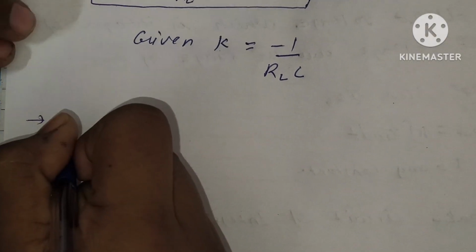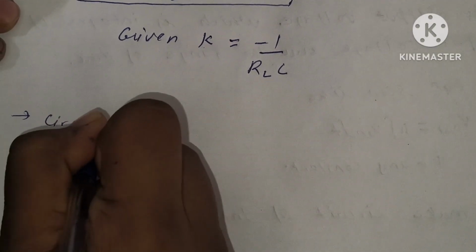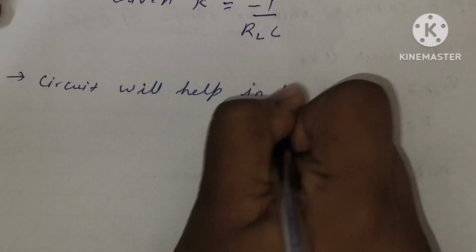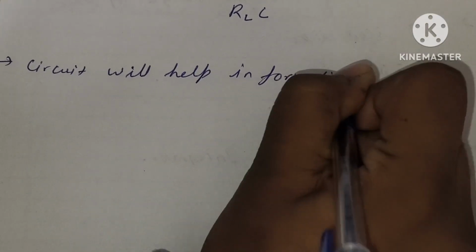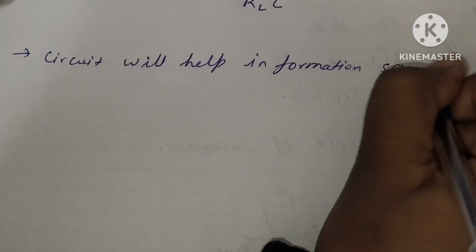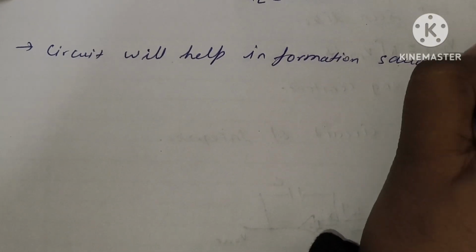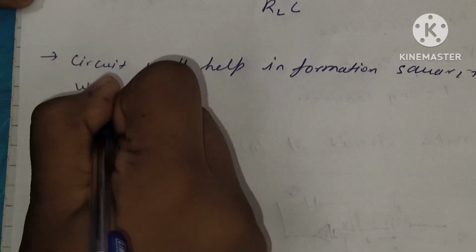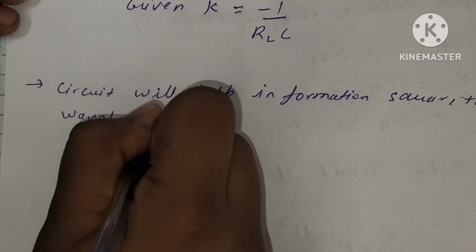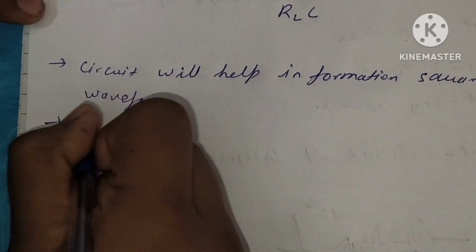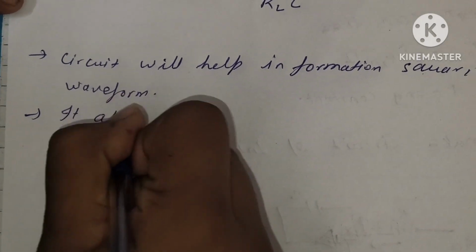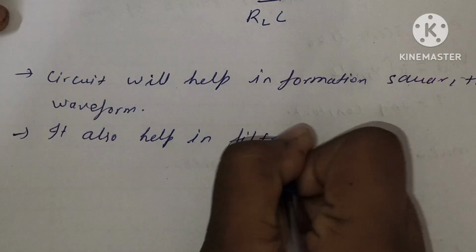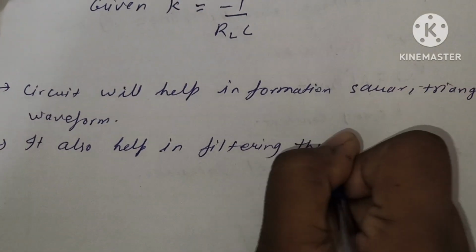The circuit will help in the formation of square and triangular waveforms. It also helps in filtering the input signal.